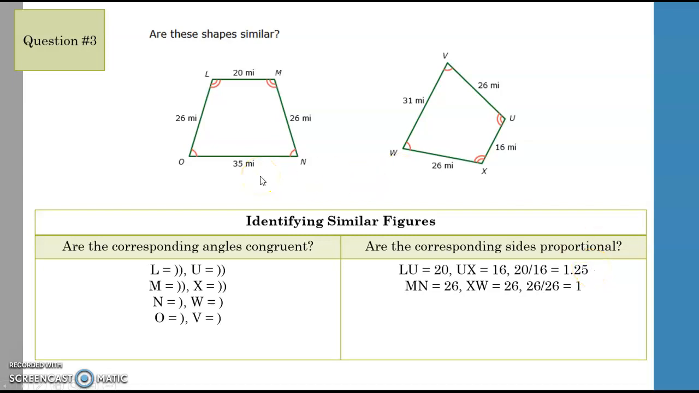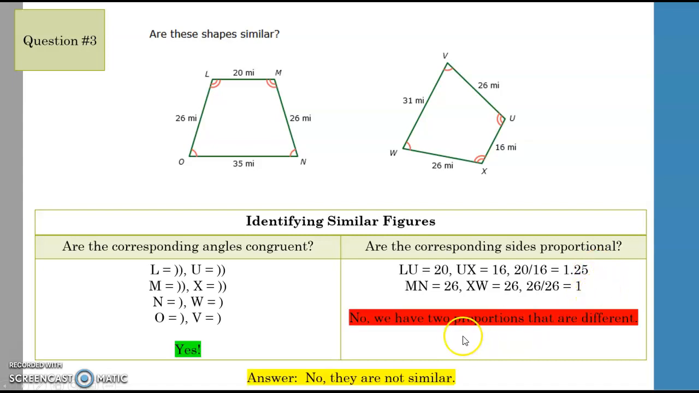And now I'm going to do the same thing with this side right here, one of the sides of the trapezoid. This is 26, and that matches up with this side right here, WX. That's also 26. 26 divided by 26 is equal to 1. These ratios are not the same. 1.25 and 1 are different numbers, so the corresponding sides are not proportional. If they're not proportional, then they are not similar. So the answer to this one is no.